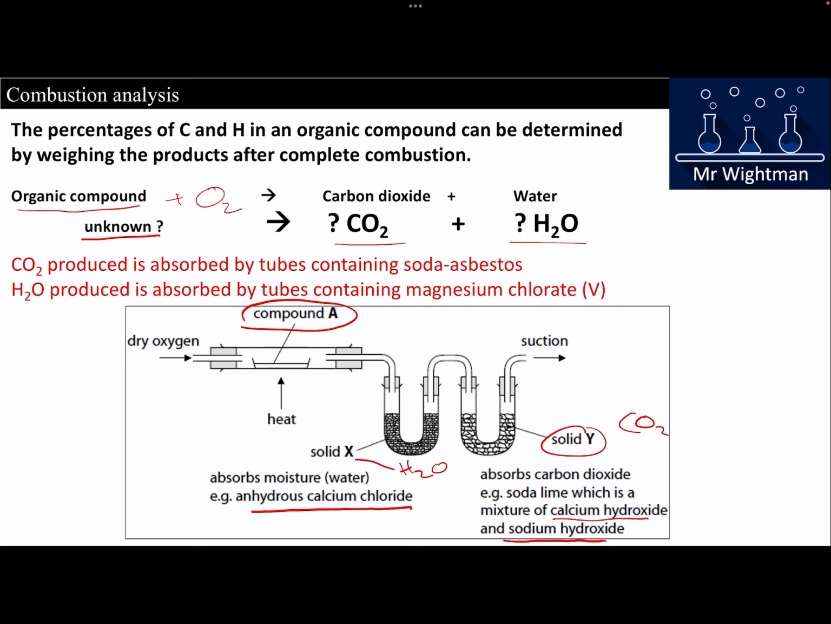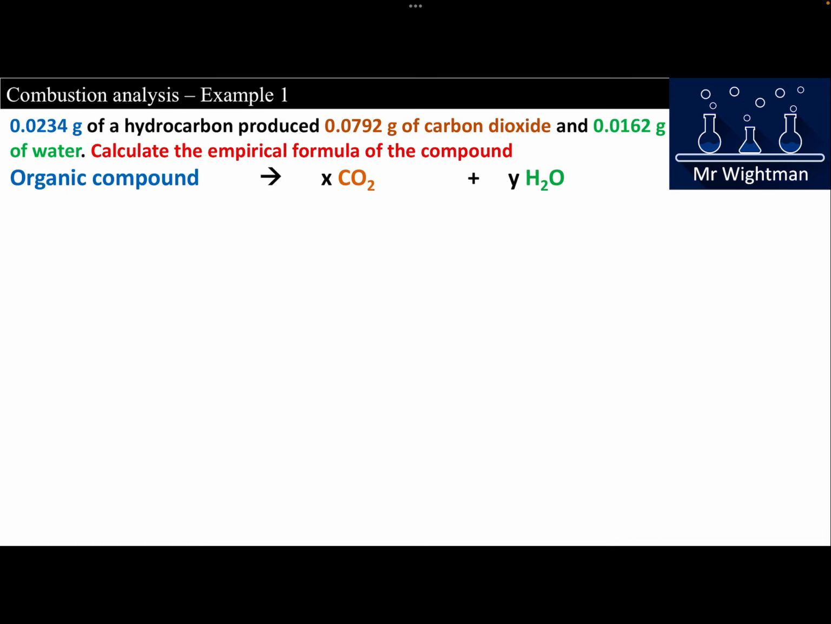It says here, the percentages of carbon and hydrogen in an organic compound can be determined by weighing the products after complete combustion. We want the air to be dry, in this case just dry oxygen going through, because we don't want any added water in the products, because otherwise we'll perceive that as more water produced. Example question: a mass of hydrocarbon produced that mass of carbon dioxide and that mass of water. Calculate the empirical formula of the compound.